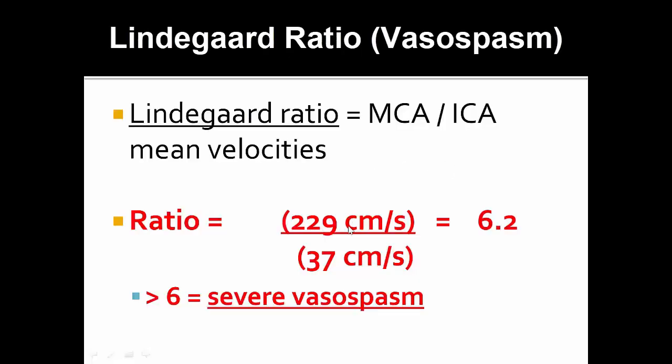As measured previously, the ratio of the MCA as well as the ICA leads to a ratio of 6.2, and as we know, based on the Lindegaard ratio of greater than 6, that indicates severe vasospasm. So this is a nice confirmatory way to assure that both the mean velocity on its own as well as the Lindegaard ratio support the diagnosis of severe vasospasm.